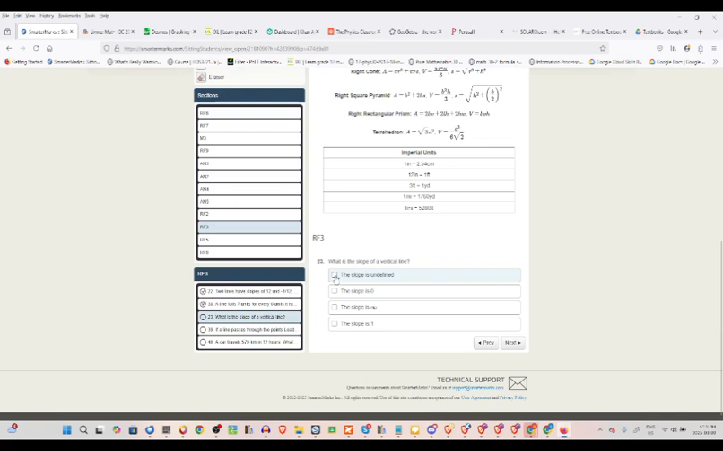A vertical line has an undefined slope. That is the technical term. Infinity might be tempting because we're dividing by 0, but it is undefined. That is the proper mathematical term. 0 is a horizontal and 1 is diagonal.